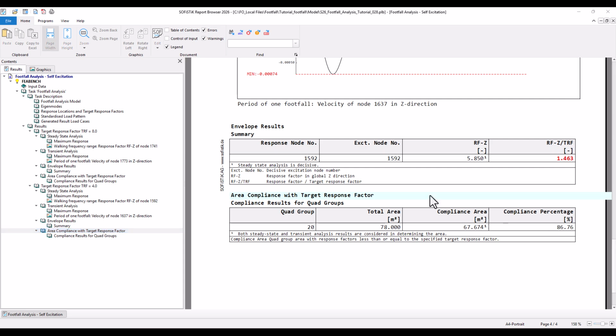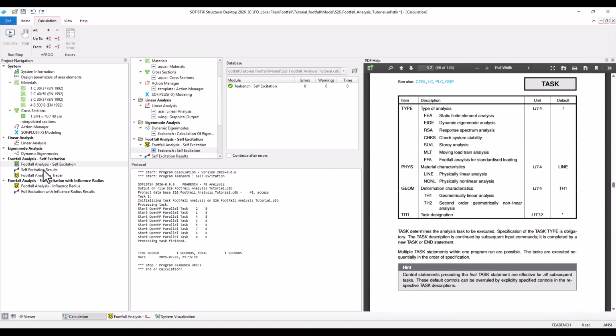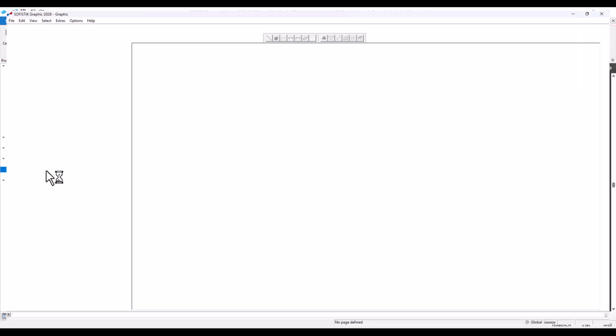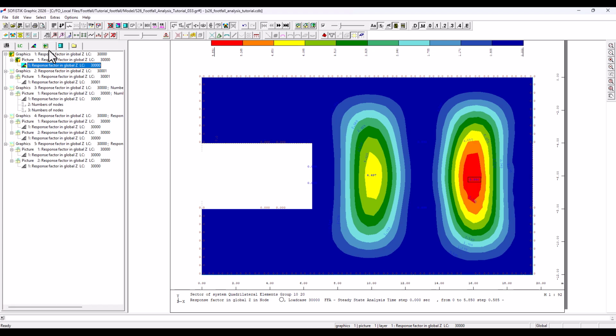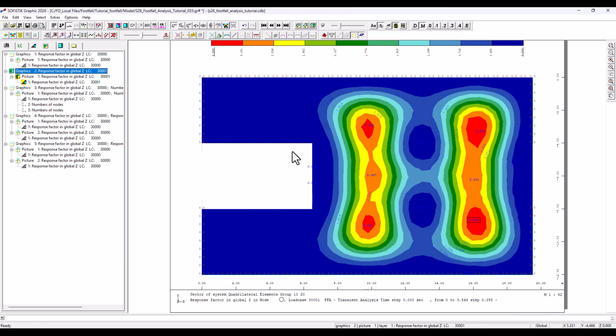We will now proceed to examine the footfall analysis results in the interactive graphic. These results can be accessed under Results, Quadrilateral Elements, and Footfall Analysis. The first graphic displays the distribution of the response factors across the entire floor area based on the steady-state analysis. The second graphic focuses on the results from the transient analysis.